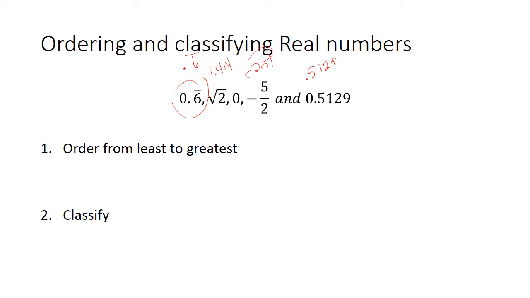All right, so if we're going from least to greatest, thinking about the number line, our negative number is going to be the smallest. So we would start with negative 5 halves. And then, oh, I left my 0 out of there. Next would be 0, and then radical 2, because that is 1. Nope, that's not right. Okay, so after 0 is going to be 0.5129. After that would be 0.6 repeated. And then it would be square root of 2.